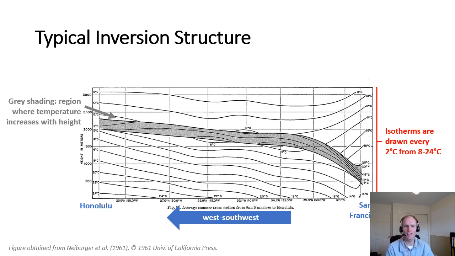So we see that the inversion thickness, this gray shaded region, is pretty similar across this entire vertical cross-section that we have here. But the change in temperature, how much you warm as you go upward through the inversion, is different. It's largest here near the west coast of North America and becomes progressively smaller as you move toward Honolulu.